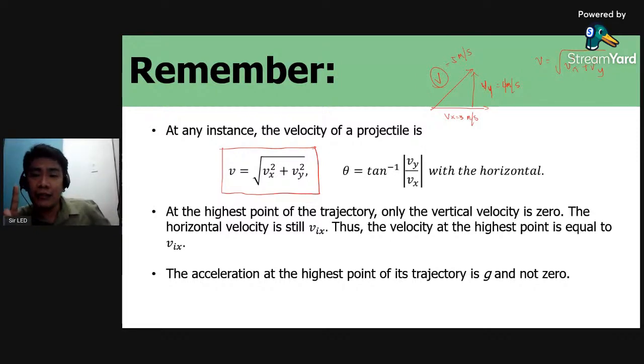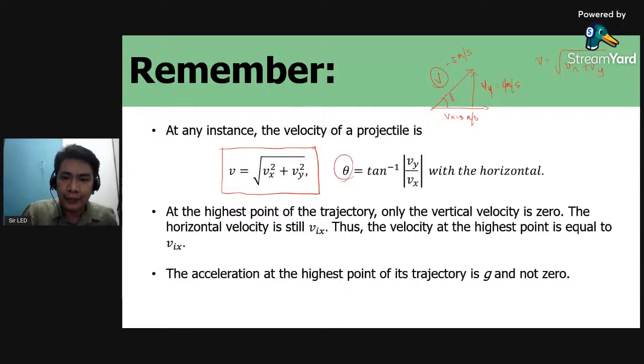Now if the given v is 5 meters per second, we can resolve for v sub x and v sub y by using the formula v cosine theta for the horizontal component, or v sine theta for the vertical component. And the angle theta is v sub y over v sub x. So that's 4 over 3 arctan.